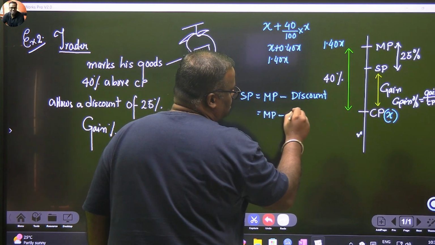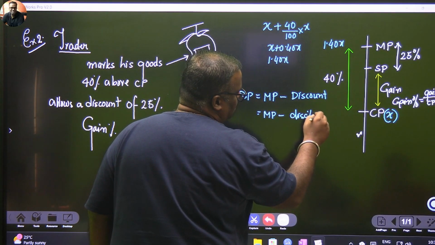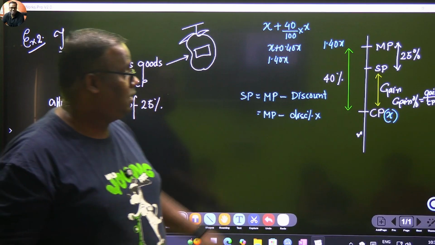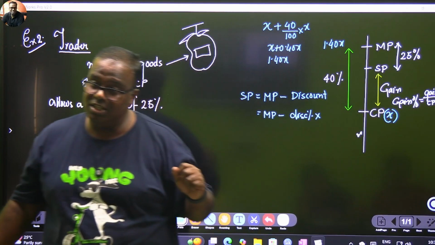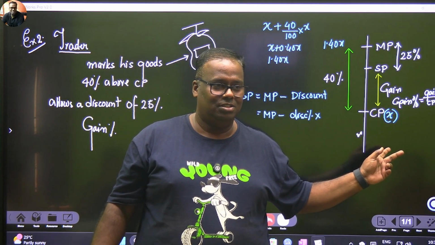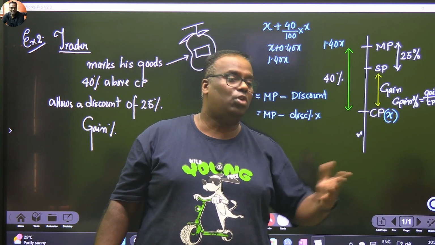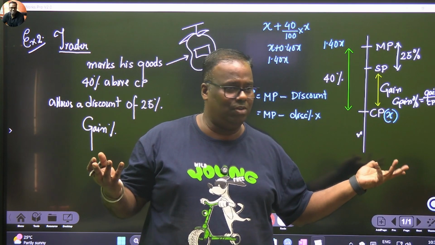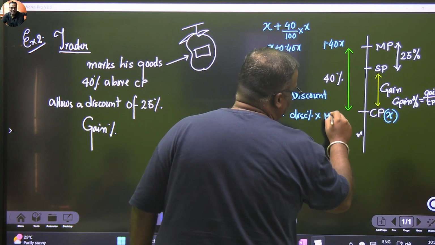What is the discount? The discount is discount percent into the mark price. Discount is always on the mark price. Now you will say, sir, why is the discount not on the cost price? Will the shopkeeper ever reveal his cost price to you? No. When we go to buy a t-shirt and we see a discount of 10%, on what do we calculate 10%? On the sticker price, never on the cost price. It is not known to us. He will never tell us his cost price. So the discount is discount percent into the mark price.